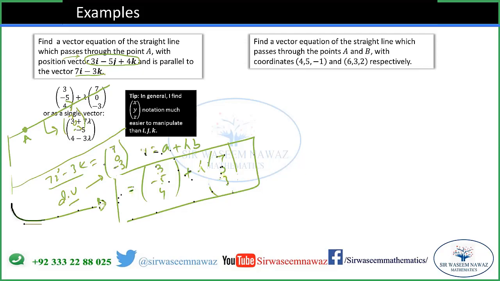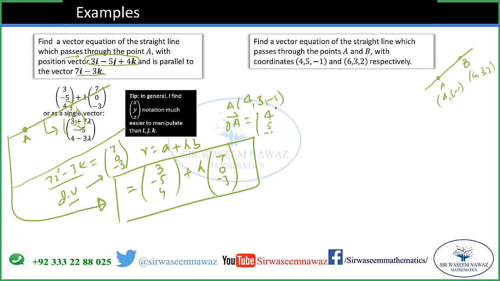See one more example. Find a vector equation of the straight line which passes through the points A and B. Now we have a straight line which passes through 2 points A and B. One point is A, another point is B. And we have the coordinates given, 4, 5, minus 1 and 6, 3, 2. You know that we can always write our coordinate as a position vector. So if I have a coordinate A 4, 5, minus 1, then I can say that I have a position vector 4, 5 and minus 1.